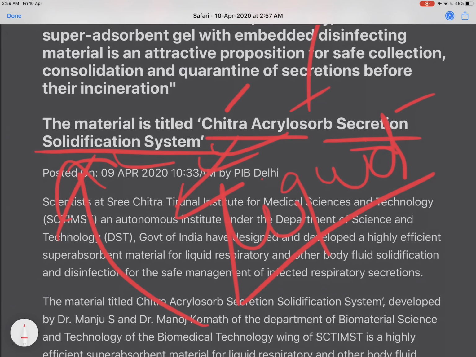So let's say a bottle is there, and respiration waste is there. Of course it's in liquid form, but then there is something in this bottle which we are calling a Crylow Secretion Solidification System.